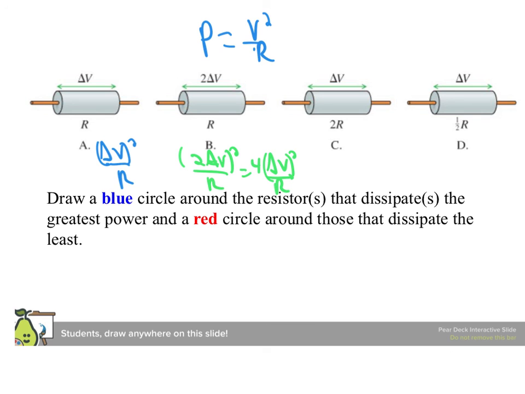And likewise, over here for C, we would have delta V quantity squared over 2R, which is half as much. And then over for the fourth one, we'd have delta V over a half R, which is 2. So we can see that this is the greatest, and we can see that this is the least.